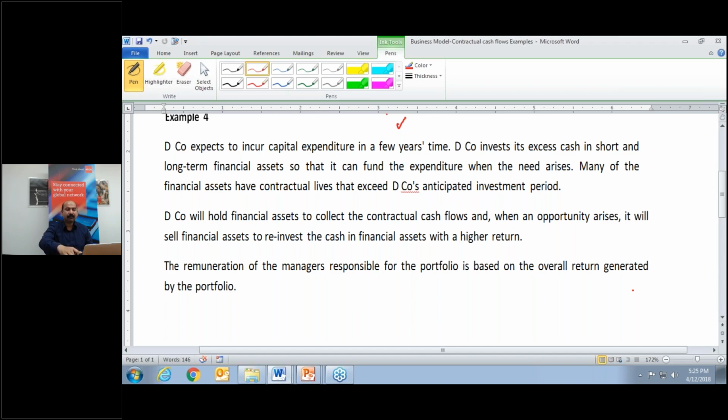Is the business model achieved under IFRS 9? Please answer in yes or no. Okay, you have about 30 seconds to answer this question.